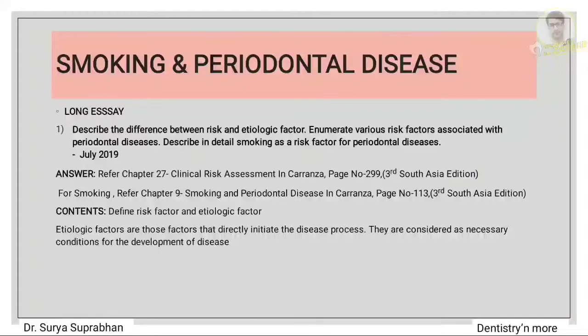And for the third part of the question, describe in detail the smoking as a risk factor, you have to refer chapter 9, smoking and periodontal disease. Now in chapter 27 they have not mentioned the etiologic factor, so I have just mentioned it here. So what are etiologic factors? They are nothing but factors that directly initiate the disease process, and they are considered a necessary condition for the development of disease. For the risk factor, you refer to this particular chapter.